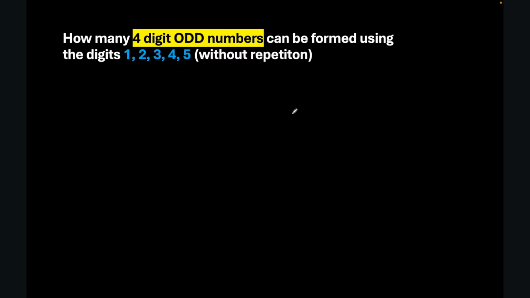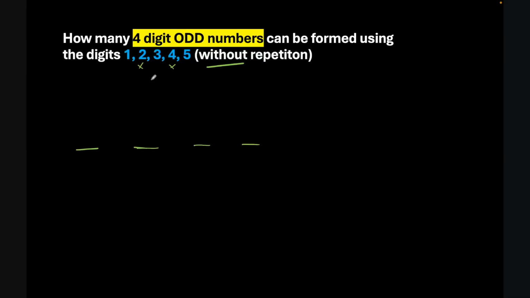Okay, now the next question is, how many 4-digit odd numbers can be formed using the digits 1, 2, 3, 4, 5? And the key is without repetition. Okay, cannot repeat them. Now, what is the requirement to create an odd number? Well, the condition to create an odd number is that I cannot have an even number at the end. So I cannot have a 2 and I cannot have a 4. Okay? Besides that, I can have anything.